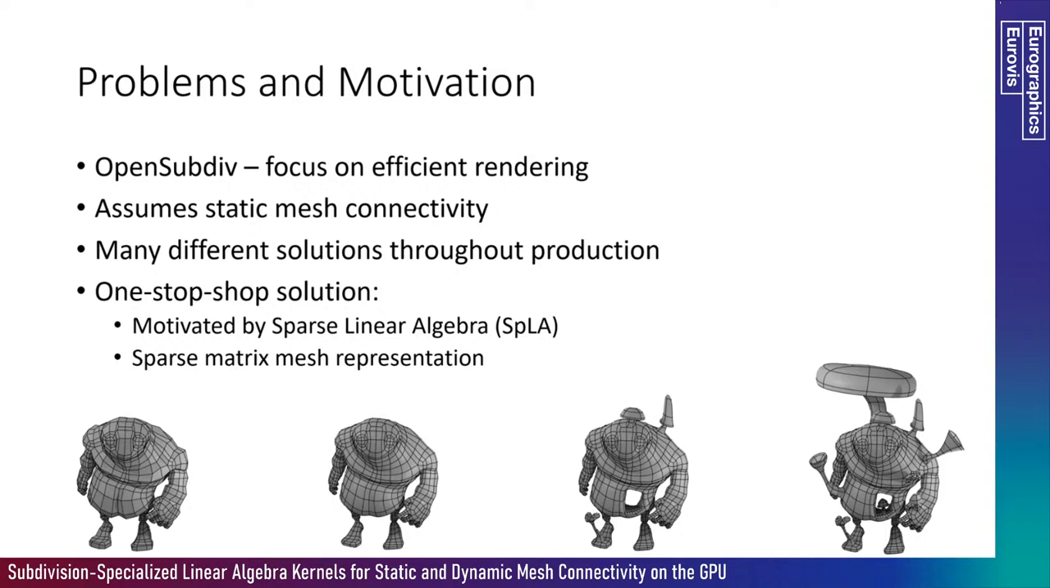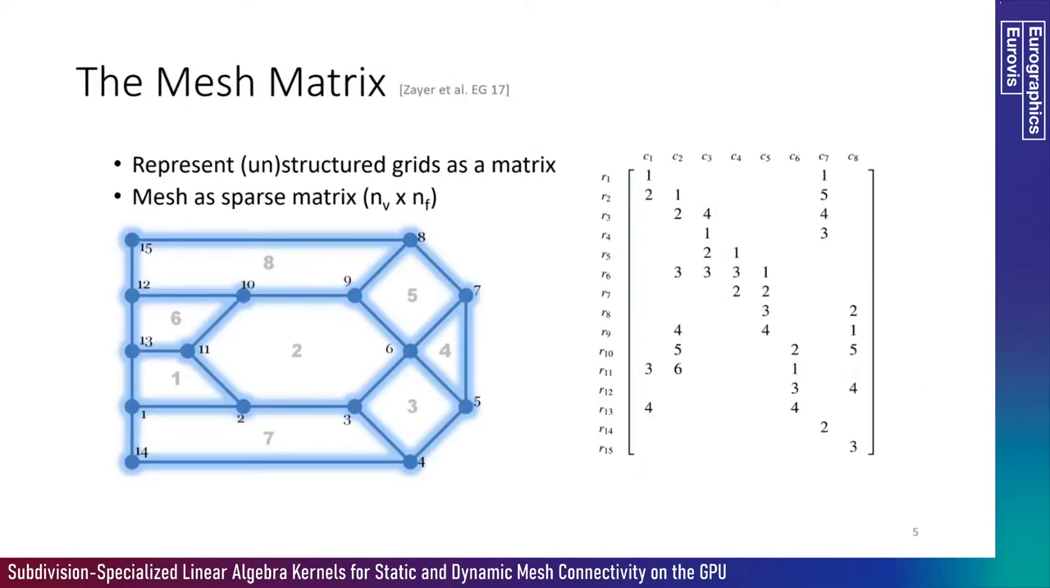We use a sparse matrix as the underlying mesh representation called the mesh matrix. Each face in the mesh corresponds to a column in the matrix, and each vertex is represented by a row. Here in this example, the first column corresponds to the first face, and has non-zero entries in the rows of its vertices. The values of these non-zero entries are the traversal order of the vertices when traversing the face in winding order.